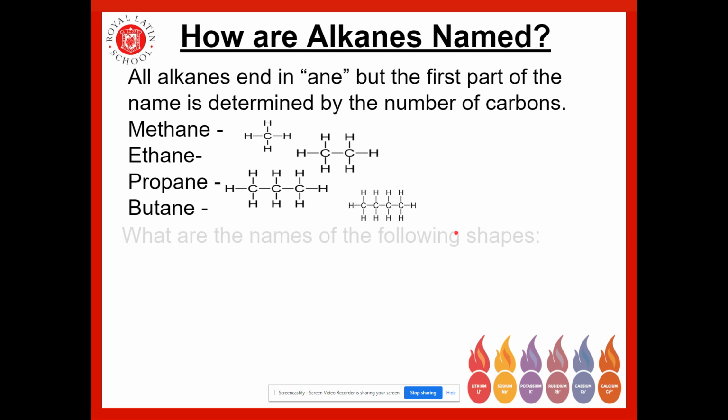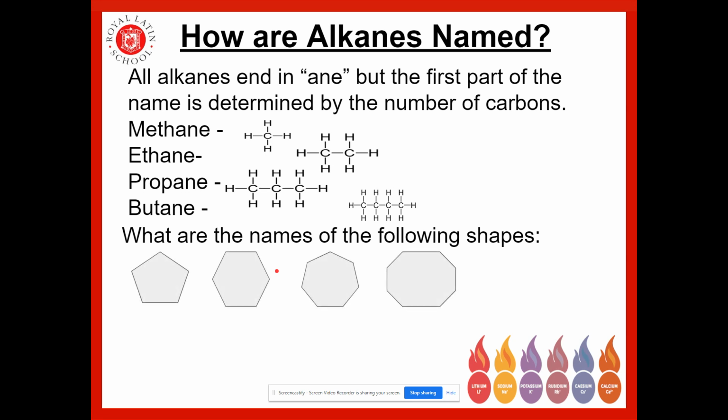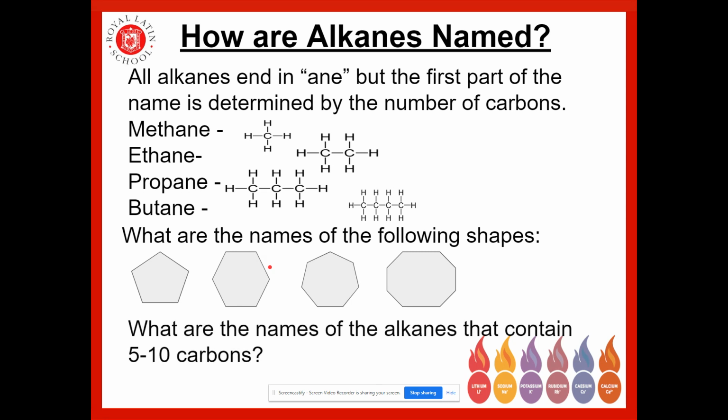Now, for the first bit of the interactive elements of this lesson, what are the names of the following shapes? Pause the video, give yourself a bit of a chance. Can you name them? Welcome back. What do you think the names of the alkanes that contain 5 to 10 carbons are going to be then? There's a bit of a link going on here. Pause the video, see if you can name them. If you're feeling really fancy, you can even try and draw them.